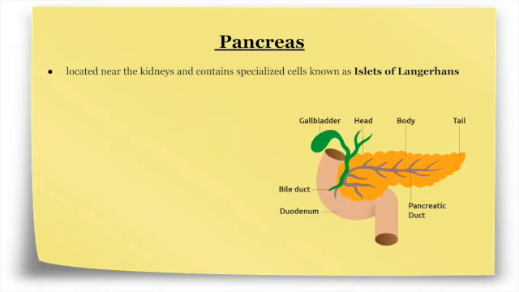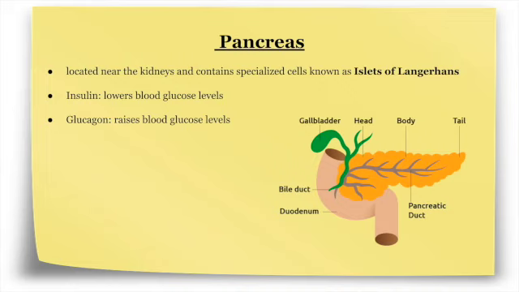The pancreas is a structure that is located near the kidneys and contains specialized cells known as islets of Langerhans. The two most important hormones the pancreas secretes are insulin and glucagon. Insulin is what lowers blood glucose levels, while glucagon is what raises blood glucose levels.